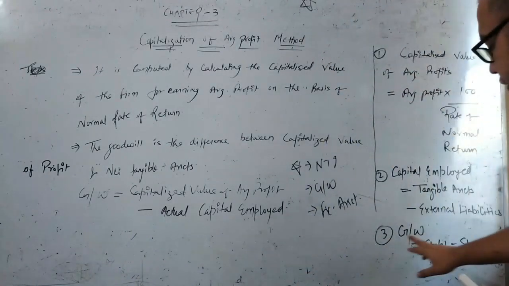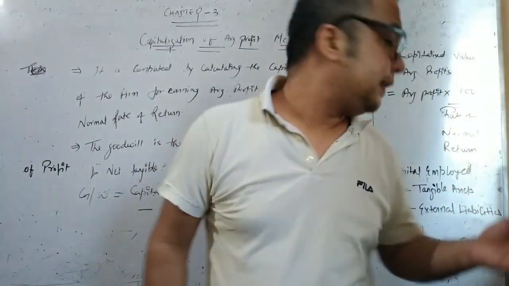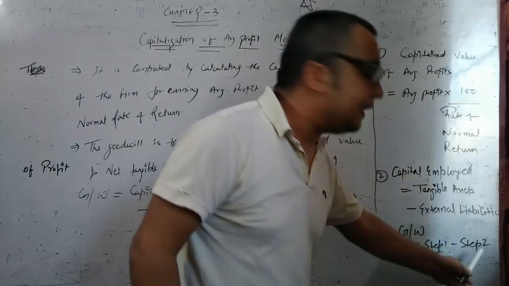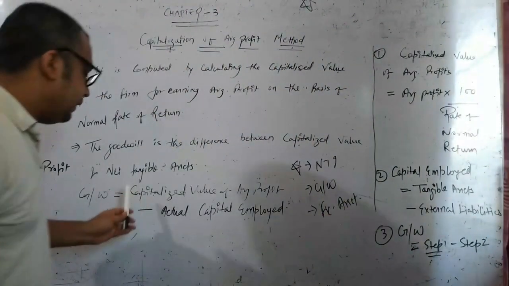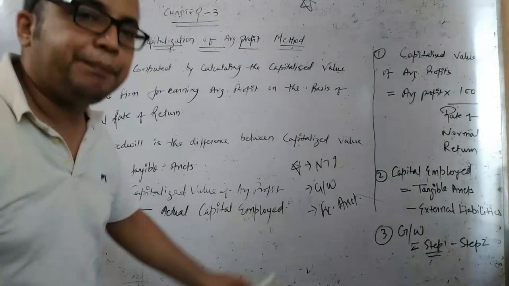Now, the next and final step for computing goodwill is step 1 minus step 2. That is, capitalized value of average profit minus actual capital employed.